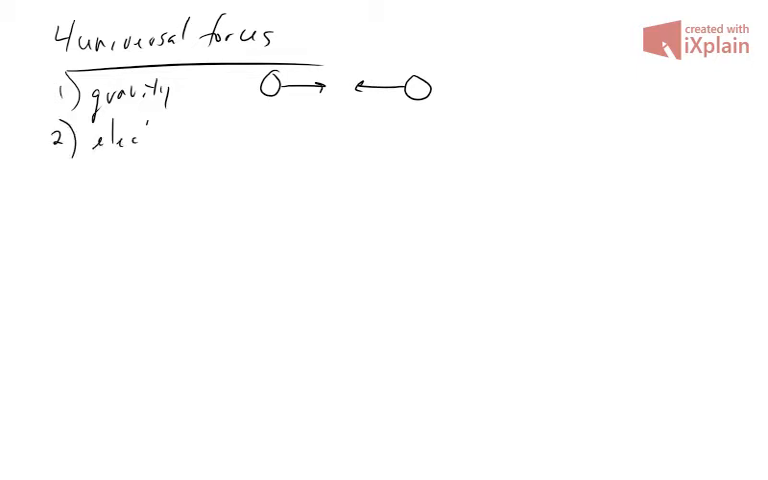The second one is electromagnetic. And that's when you have two bodies, if they have opposite charges, they will attract. Or if you have two bodies that have the same charge, similar charge, they will repel each other. All right, so that's electromagnetic.